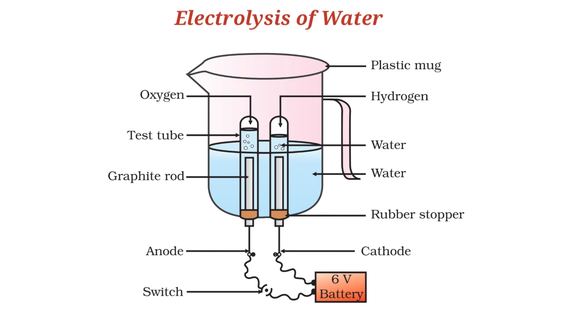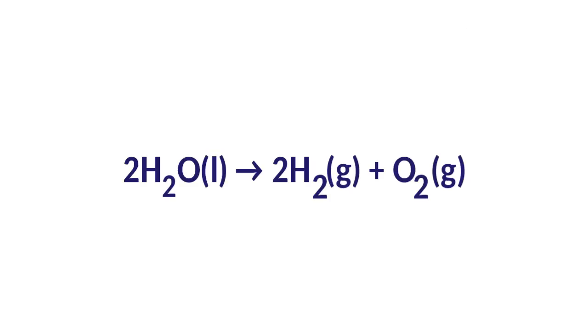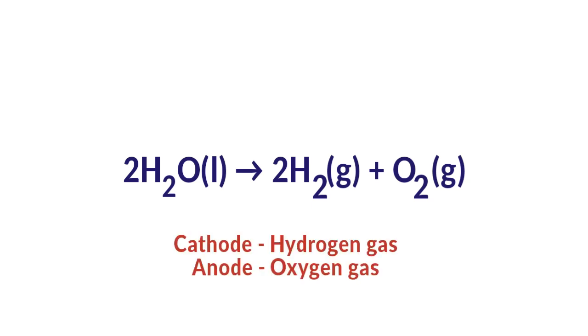Water on electrolysis gives hydrogen and oxygen. That is, 2H2O (liquid) on electrolysis gives 2H2 gas plus O2 gas. Gas produced at cathode is hydrogen gas and gas produced at anode is oxygen.